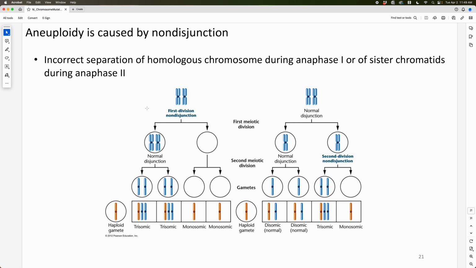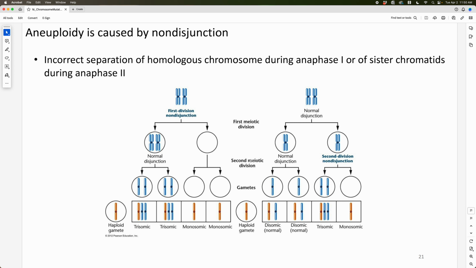So we can compare what's happening in this first division non-disjunction with what normally happens. So this is what's being shown over on the right-hand side. We have the same homologous pair. Normal disjunction occurs. So during anaphase 1, these homologous chromosomes separate. So one version, one parental copy goes over here, one parental copy goes over here. And we have our first level of meiotic cell division. So here we're looking at the result of telophase 1.